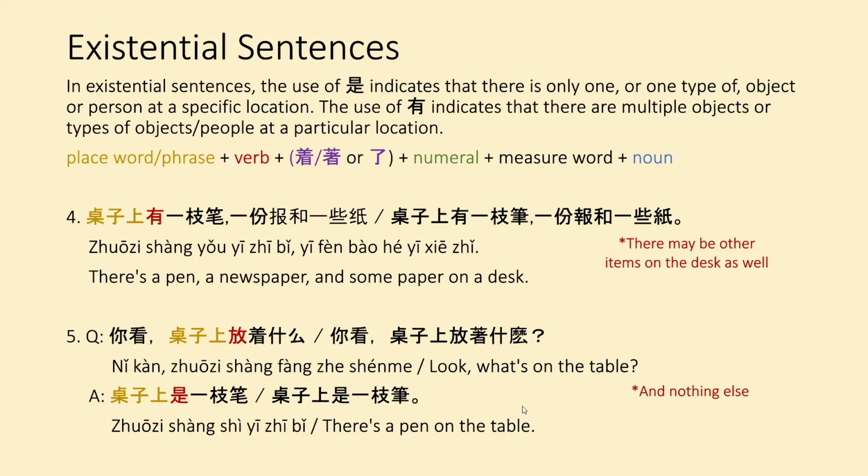So this was a video on existential sentences. It shouldn't be too hard to get the hang of using these types of sentences in your writing or language use. Just make sure to follow the sentence structure. And remember that 有 means plural for all kinds of things, and 是 is singular for only one type of thing.